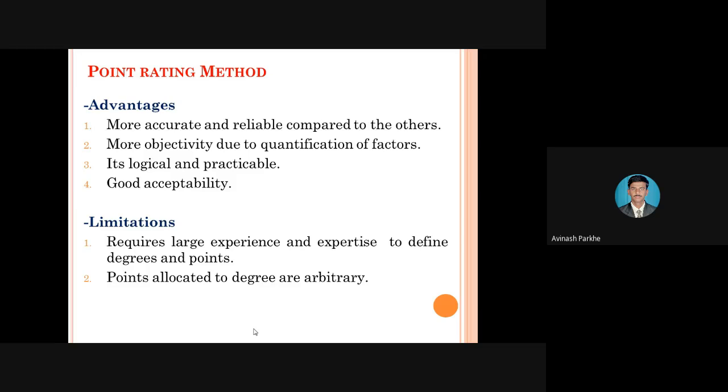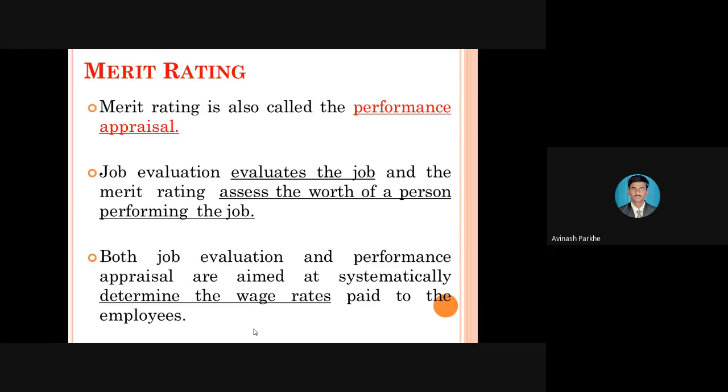But if you think about its acceptability, results, and accuracy, this method is mostly used in industry. Now we'll discuss the next point, part number 2 of this chapter, which is called merit rating. Job evaluation is totally related to the evaluation of the job. That means whatever jobs we have manufactured, only their evaluation takes place, where we are checking the performance of the job.